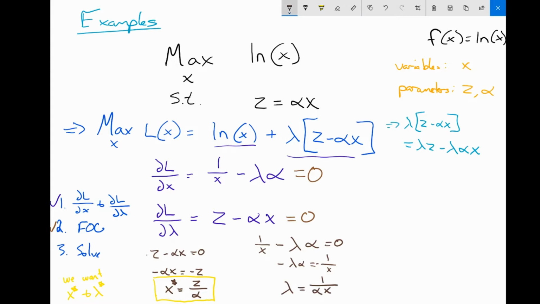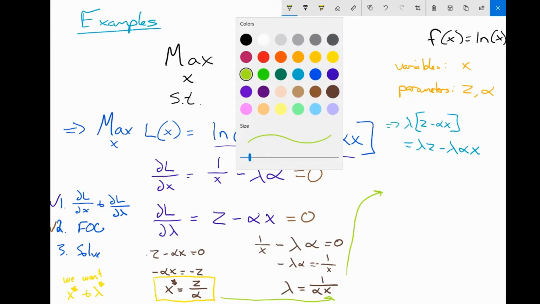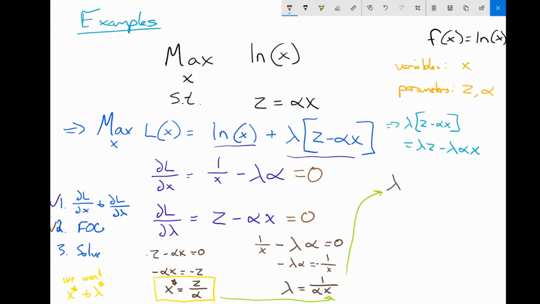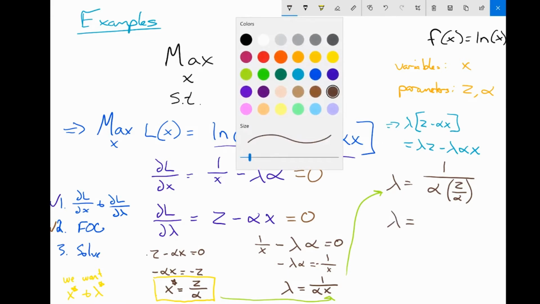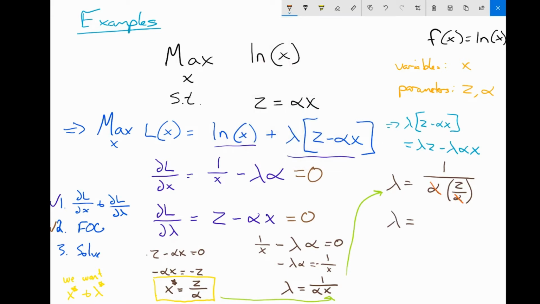All right, now what we're going to do is we're going to take x star and plug it in here, and then that will give us our lambda star. So let's do that. All right, so we have lambda equals 1 over alpha times z divided by alpha. All right, so now we just need to simplify this. Well, you'll notice that these alphas cancel out. That makes this pretty straightforward. We will get 1 divided by z. We can see here that this has no variables in it. It's only parameters, which means we're done. This is lambda star.